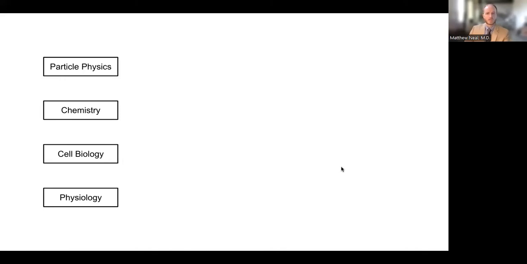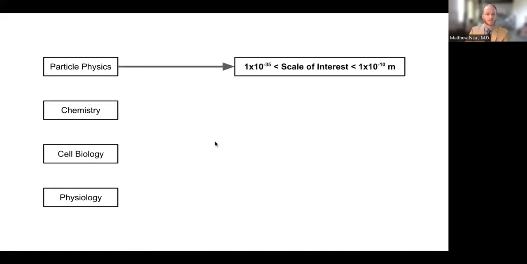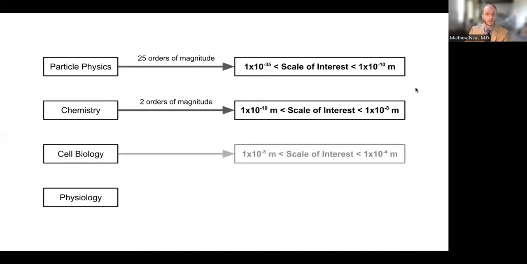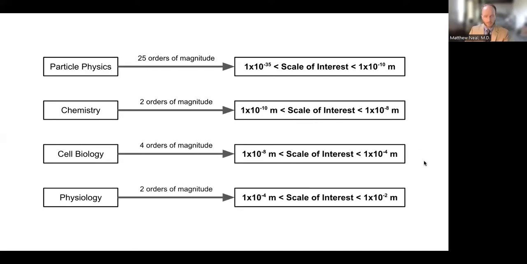So to give an example of this, I've got 4 different academic disciplines listed on the left, and each of them has a specific scale that they study. Obviously, particle physics, the smallest things that we know about, all the way up to the atom itself. Chemistry kind of picks up where particle physics leaves off. It's looking at things that are a little bit larger, leading up into cell biology and physiology.